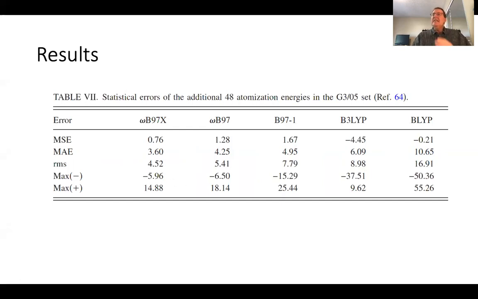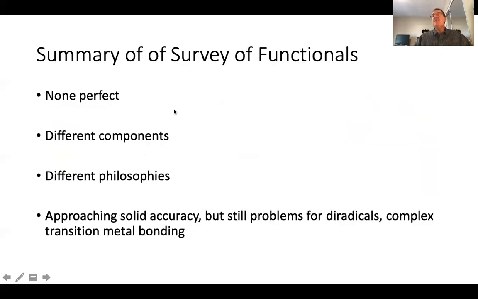So it gives you a sense that there's this, steady is probably the wrong word, but episodic approach to a better functional, that adding pieces that are important, like turning on exact exchange at large distances, but maybe not at short distances, can help. The dispersion can help. And so there you are. So this was a survey of functionals. None is perfect. That's the first thing I want to say. Each has different components and each has different philosophies.